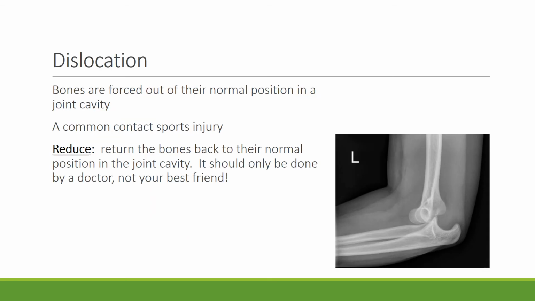Dislocation occurs when bones are forced out of their normal position in a joint cavity. It is a common contact sports injury. The treatment for dislocation is reduce or reduction. This means to return the bones back to their normal position in the joint cavity. This should only be done by a doctor and not by your best friend.